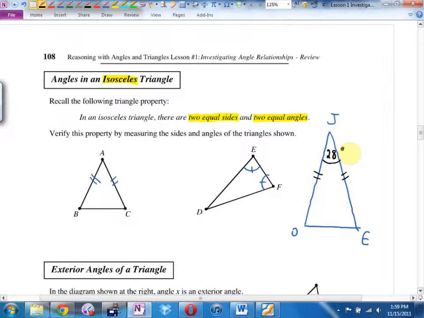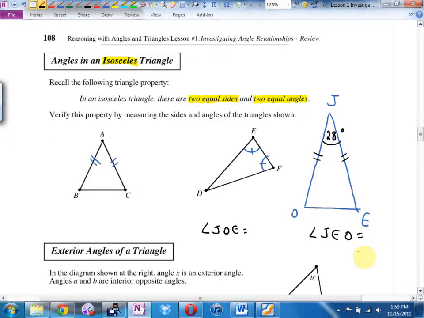How big is angle J-O-E, and how big is angle J-E-O? Say what? Here's how you label angles. You often will use three letters, and J-O-E means this angle right here. You go in the order that it's written, where the middle letter is where the vertex is. J-E-O means that angle right there.